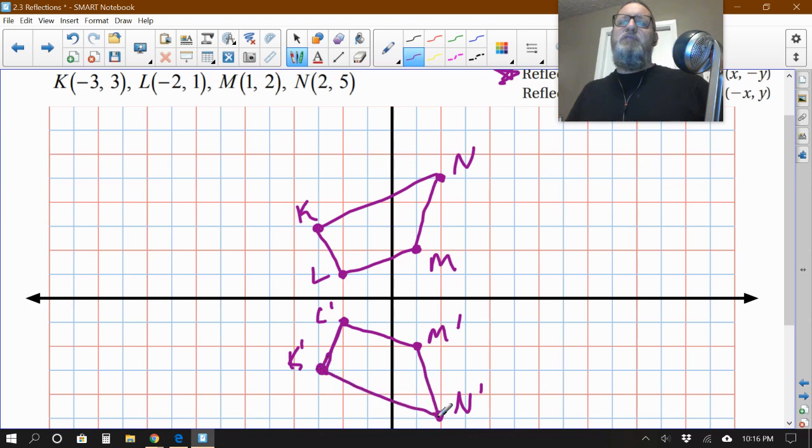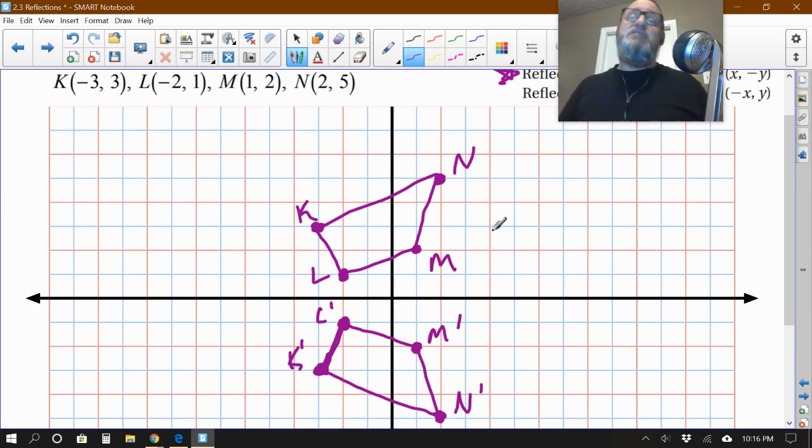Now, I know what some of you might be thinking. Wouldn't it be easier, instead of all that opposite of a certain variable, to just do something like this? Hey, M is 2 above the x-axis, so M prime would be 2 below the x-axis. L is 1 above the x-axis, so L prime is 1 below. See what I'm doing? K is 3 above right here, so K prime would be 3 below, and N is 1, 2, 3, 4, 5 above, so shouldn't this be 5 below?